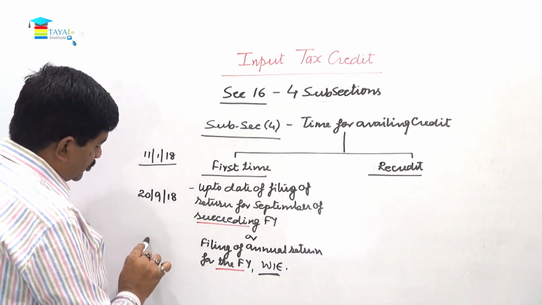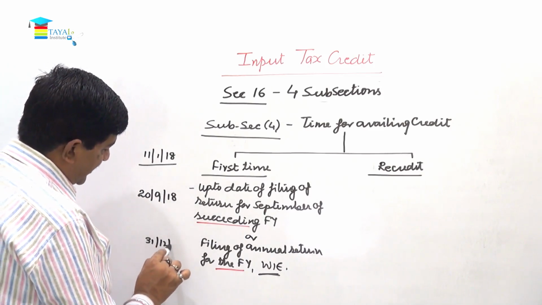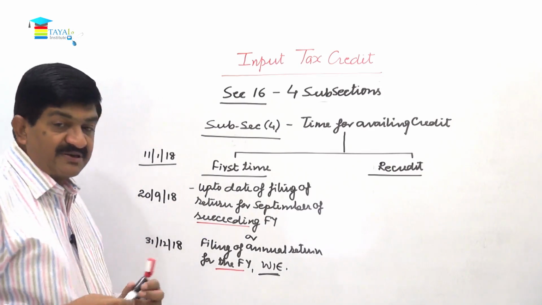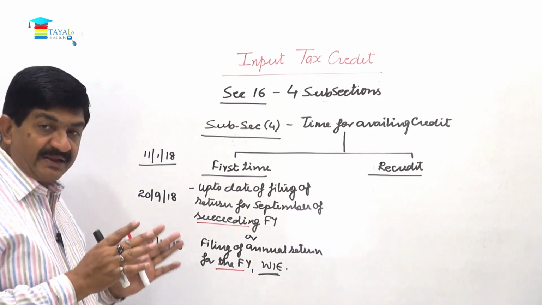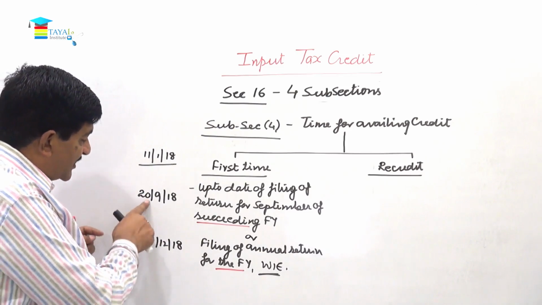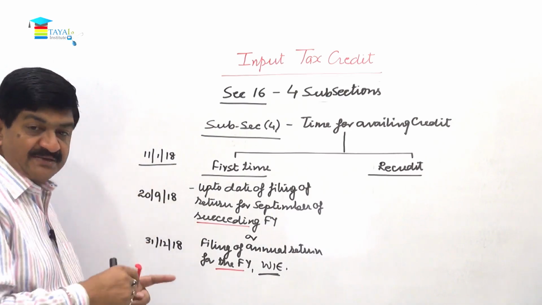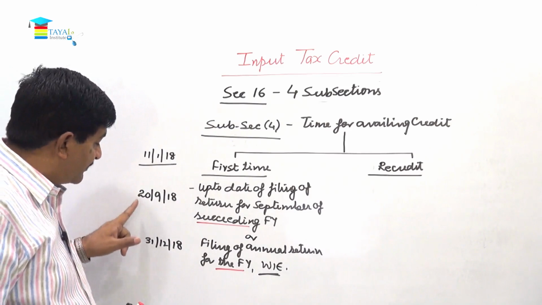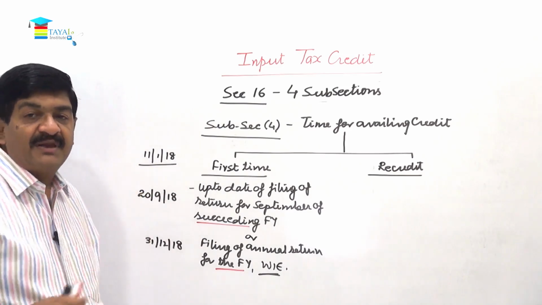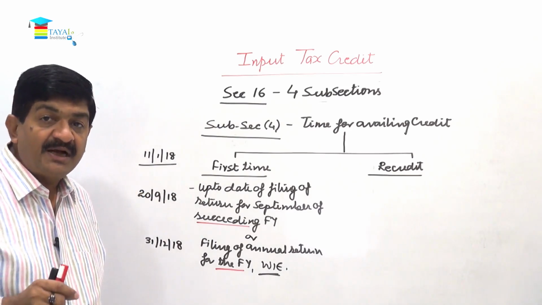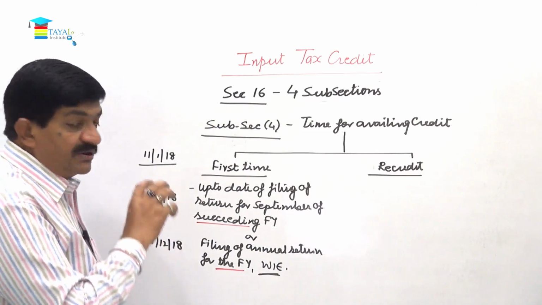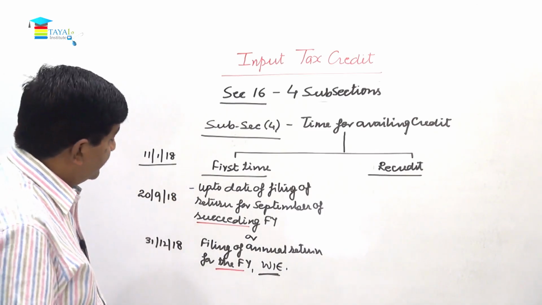and the annual return is to be filed by 31st of December 18. But 31st December is the last date, but it can actually be filed earlier as well. So out of the two, whichever comes earlier, this becomes the last date. But by chance, if the annual return is filed even prior to this, then that will become the last date by which the credit can be availed. So this is the time for availing the credit for the first time.